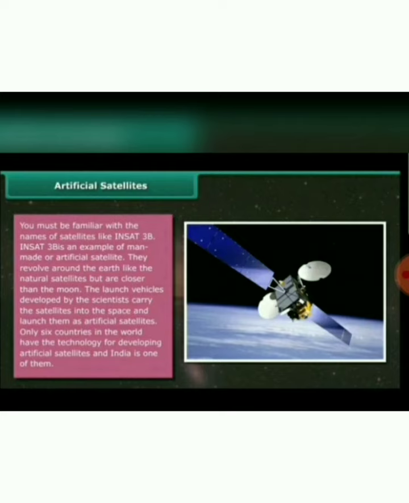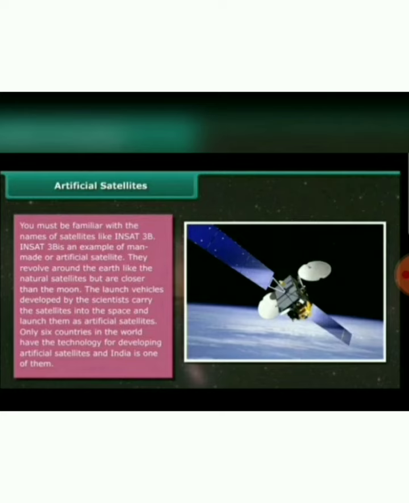Then the last, artificial satellites. Artificial satellites are man-made. They are launched from the Earth. They revolve around the Earth much closer than Earth's natural satellite, the Moon. You should be familiar with the names of satellites, such as INSAT-3B, which is an example of a man-made or artificial satellite. They revolve around the Earth like the natural satellite but are closer than the Moon. The launch vehicles developed by scientists carry the satellites into space and launch them.